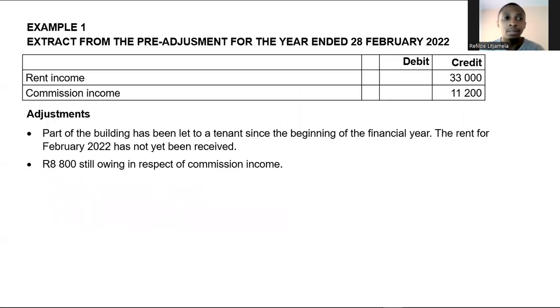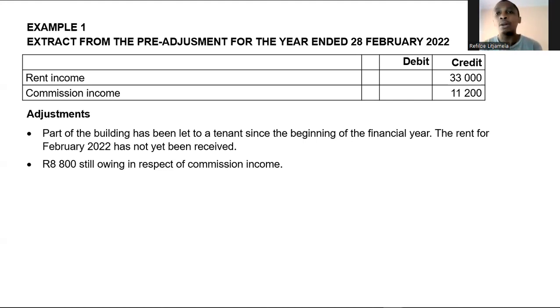Let us look at this example here. It is an extract from the pre-adjustment trial balance for the year ended 28th February 2022. Rent income is 33,000 and commission income is 11,200. Note that income increases on the credit side. So according to the trial balance, we have received rent worth 33,000. We have received commission worth 11,200. So that's what we have received in the current financial year.